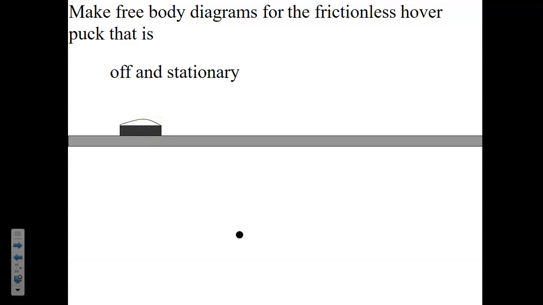So let's see, what's the force acting on the hover puck? Well, we got gravity going down. So there's a force of gravity on the hover puck by the Earth. Okay, since the forces are balanced, since the sum of the forces equals 0, there's got to be an upward force canceling that out, or upward forces. Okay, but in this case, there's just one, and that is the normal force. So there's a normal force on the puck by the table.